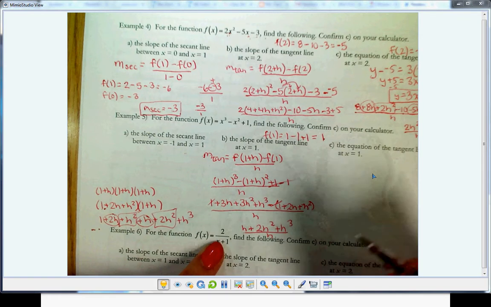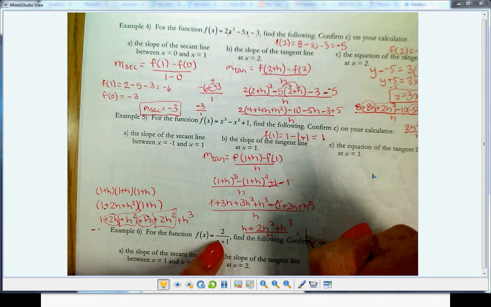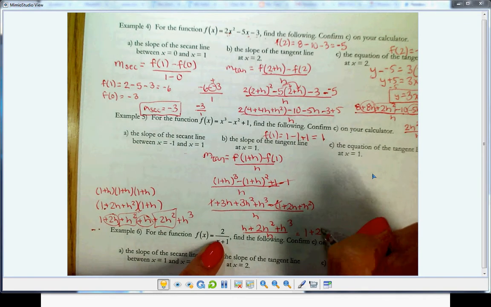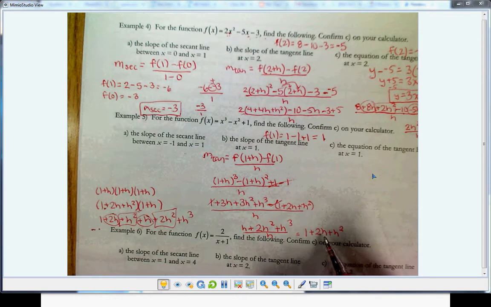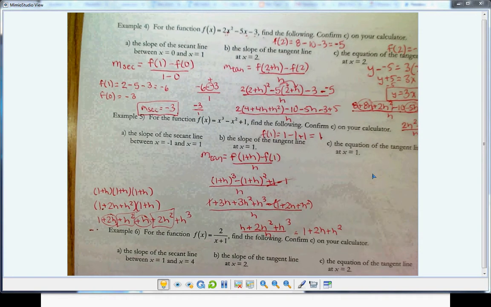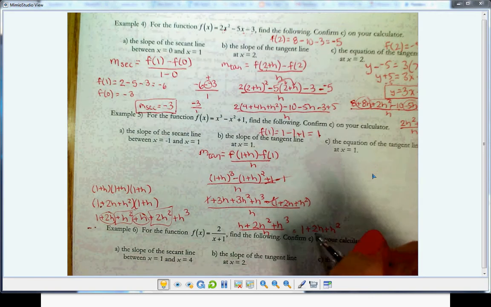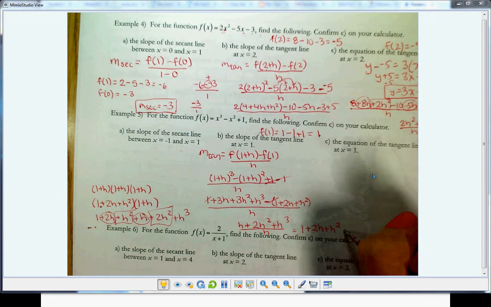When I divide all these out by h, I'm left with 1 plus 2h plus h squared. Because h is 0, because we wanted to get infinitely close to 0, both of these, 2 times 0 plus 0, are going to cancel out, so your slope of your tangent line is 1.